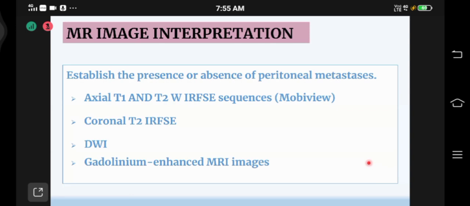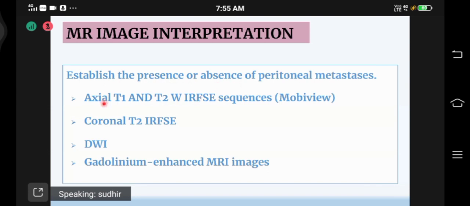Now coming to the MR image interpretation. First, we have to establish whether this patient is having any peritoneal disease or not, so the presence or absence of peritoneal metastasis. Okay, this becomes our first aim. And for this, we need to have certain protocols, certain mandatory sequences to be in place.